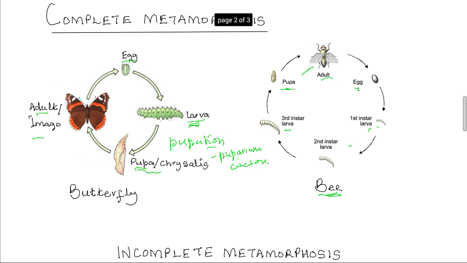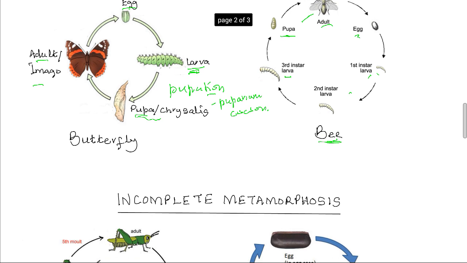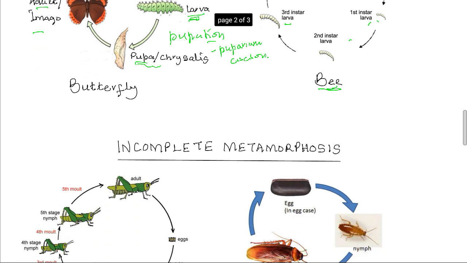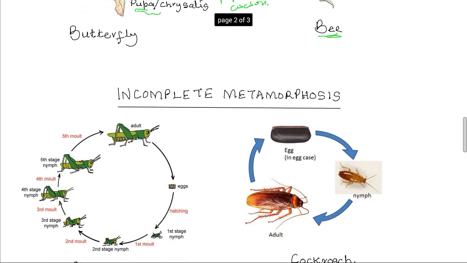The other form of metamorphosis is known as incomplete metamorphosis. Now, in incomplete metamorphosis, there are three main stages: the adult, the larval stage known as the nymph, and of course there is the egg. The egg is the first, which hatches into the larval stage known as the nymph, and then the nymph develops through several molting into an adult stage.